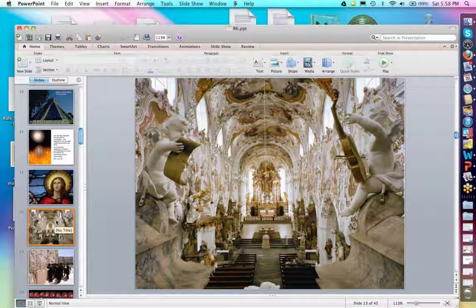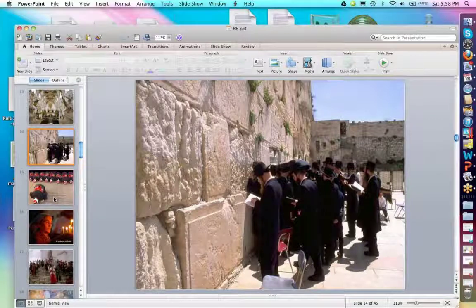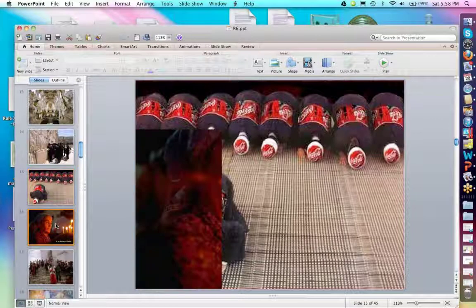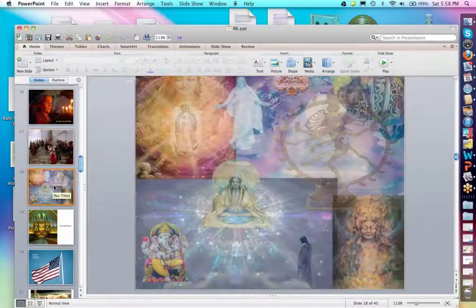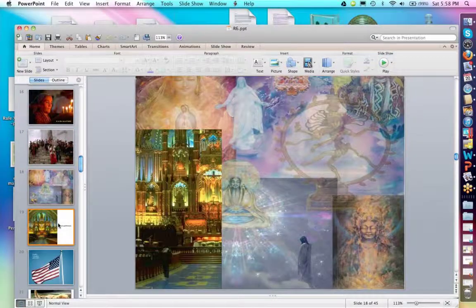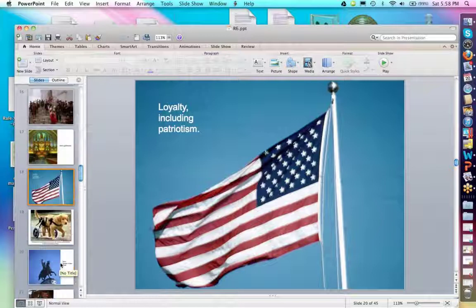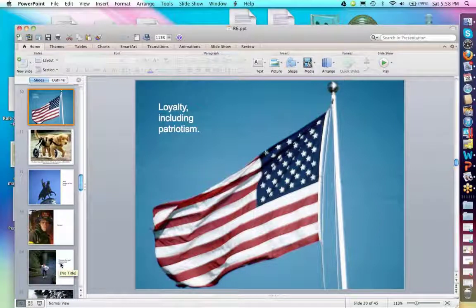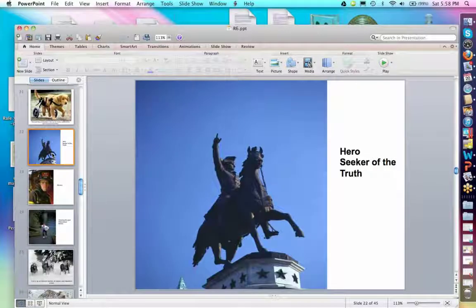Some more pictures here for you to look at. All forms of worship. It's loyalty. And in that, there is patriotism. And what country is the most patriotic? And that is United States. It's the ray of devotion, selfless, personal sacrifice. It's the hero.